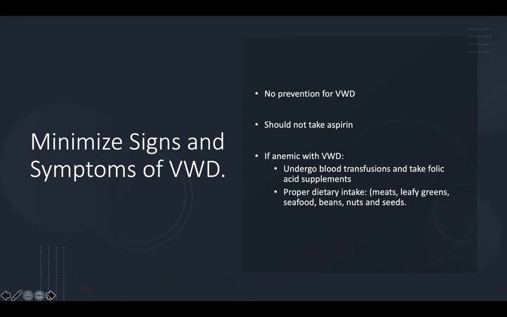And then third, if patients with von Willebrand's disease are anemic, it is important to continue blood transfusions and take folic acid supplements if suggested. And another thing, if you are anemic and say that it's an iron deficiency anemia, you can have a proper dietary intake. So if you increase your red meats, leafy greens, you know the greener the leaf, the better it is, so your kales and spinach, and then seafood, beans, nuts, and seeds, that all can help with iron if needed.